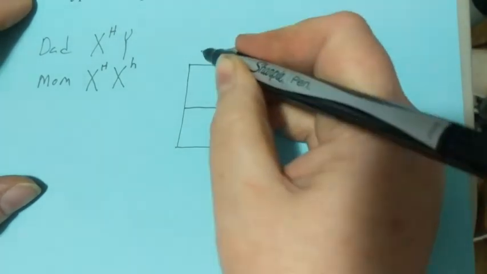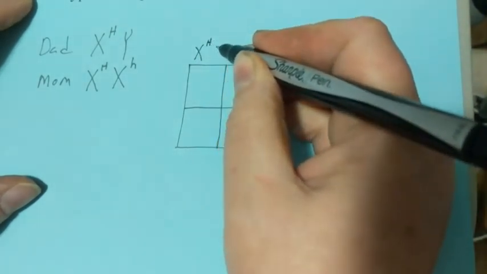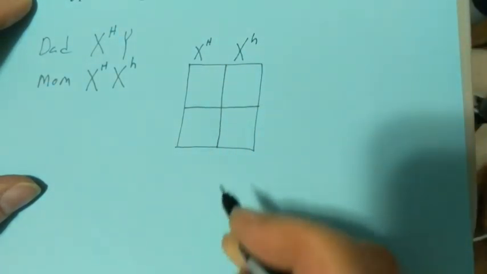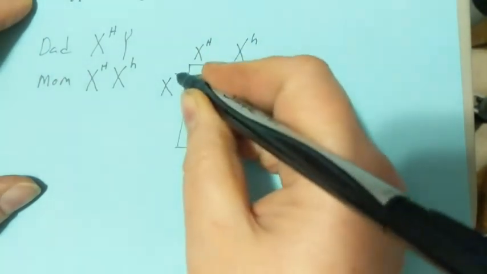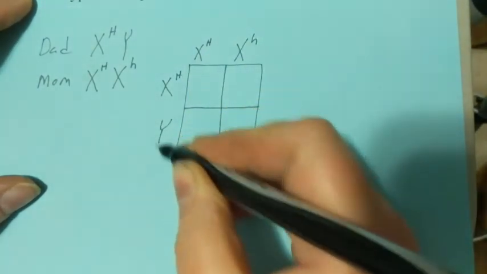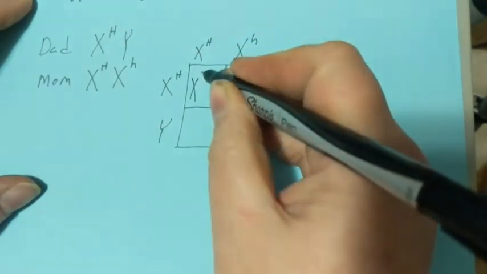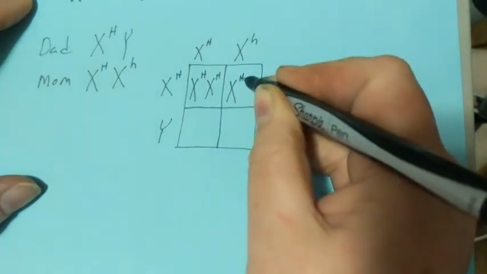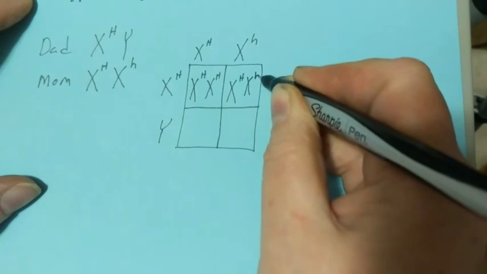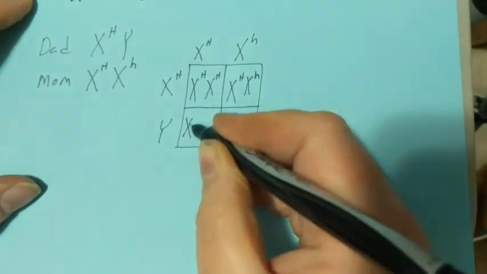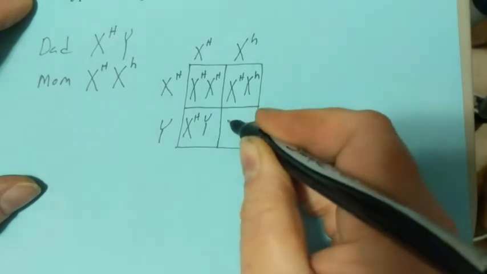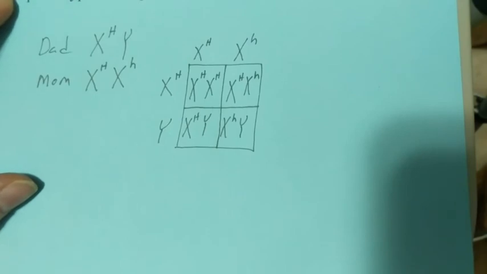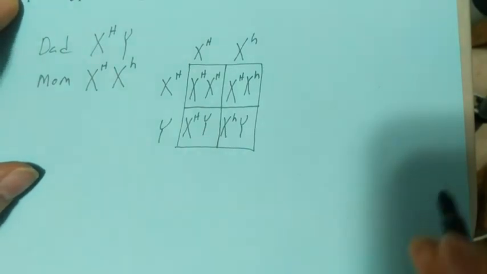we're going to go XH, X lowercase h, X uppercase H, and a Y. So we'll go XH XH, XH X lowercase h, X uppercase H Y, X lowercase h Y. So we want to give genotypes and phenotypes for our possible offspring.